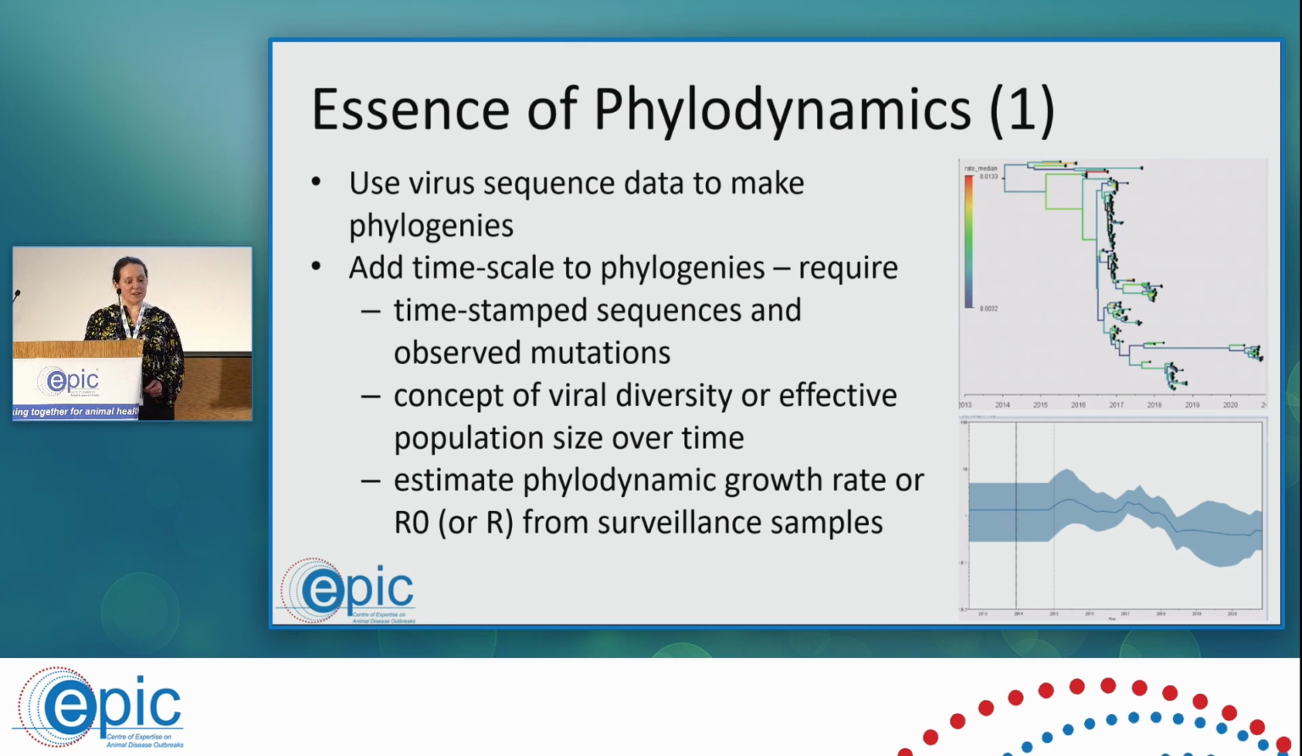The other thing you need, and that you're getting from the sequences, is this concept of viral diversity or viral effective population size over time. And this might go up or down. And if it's going up, then the epidemic is growing. And in fact, what you're calculating there is the epidemic growth rate, or the R0 or the effective R. And you're calculating that from the virus sequences.